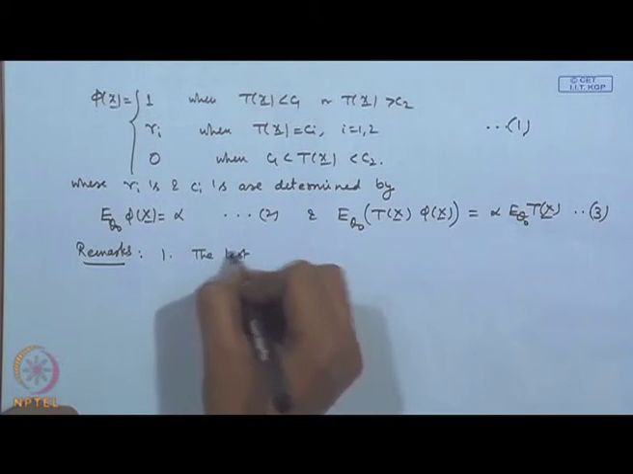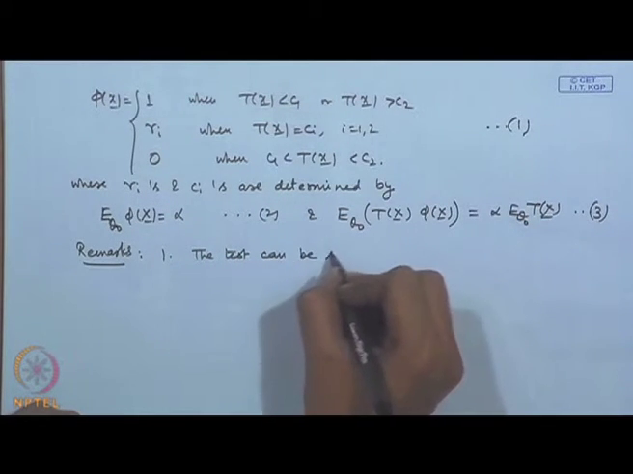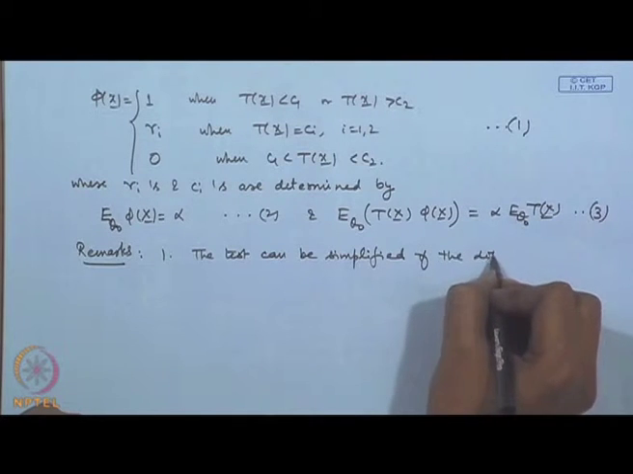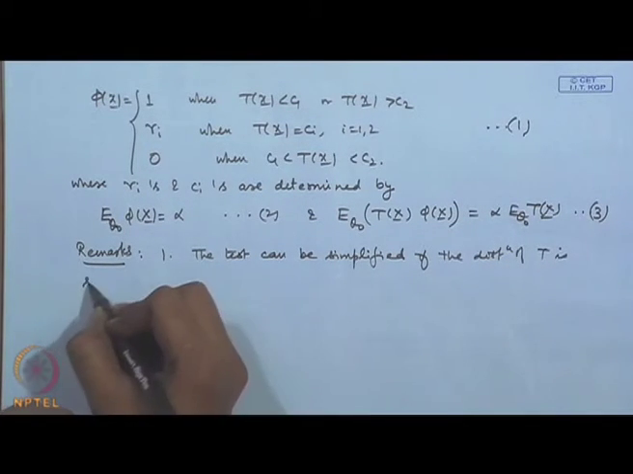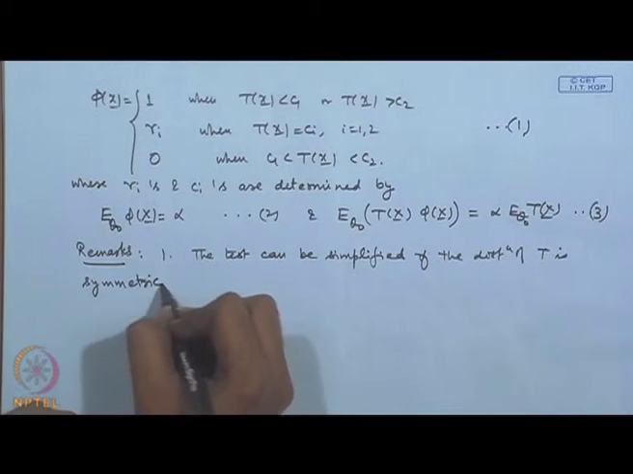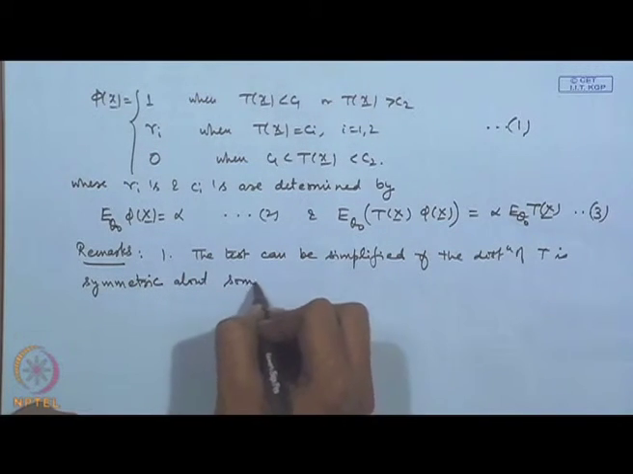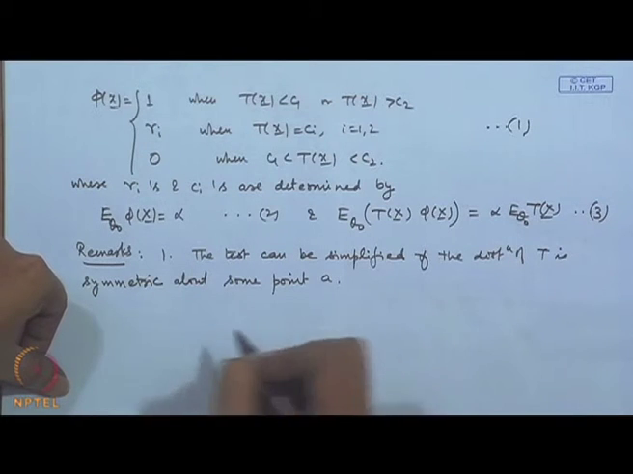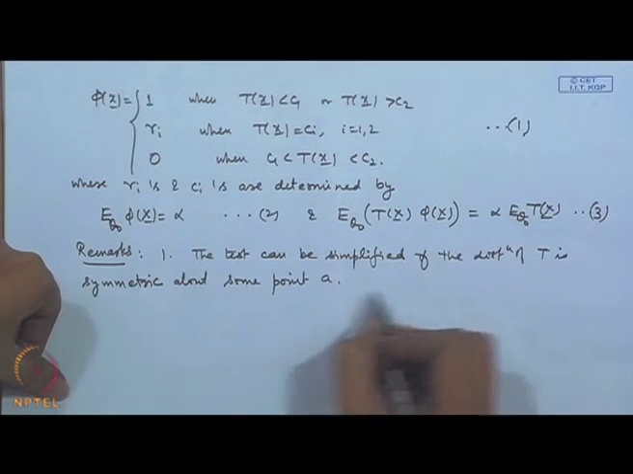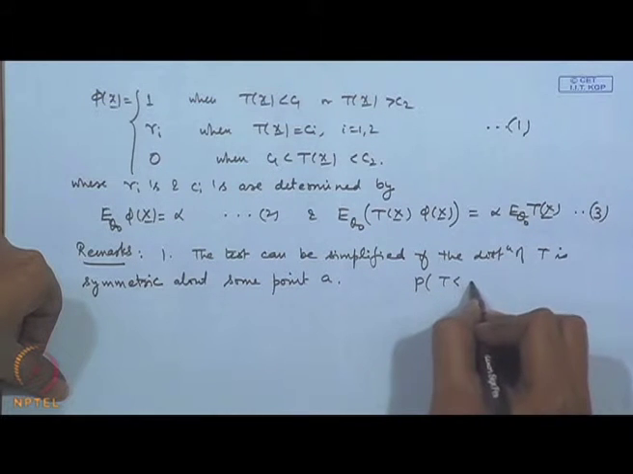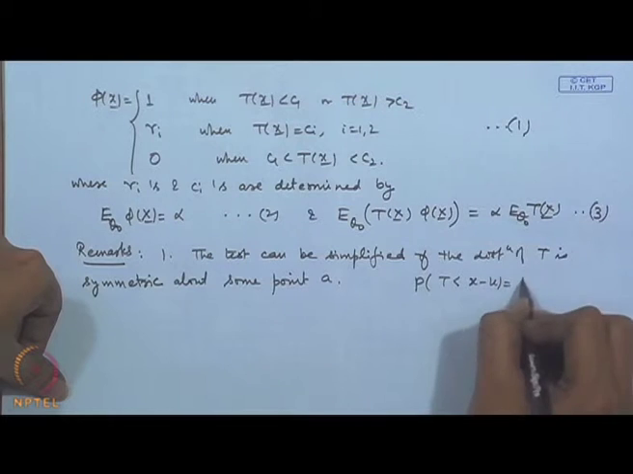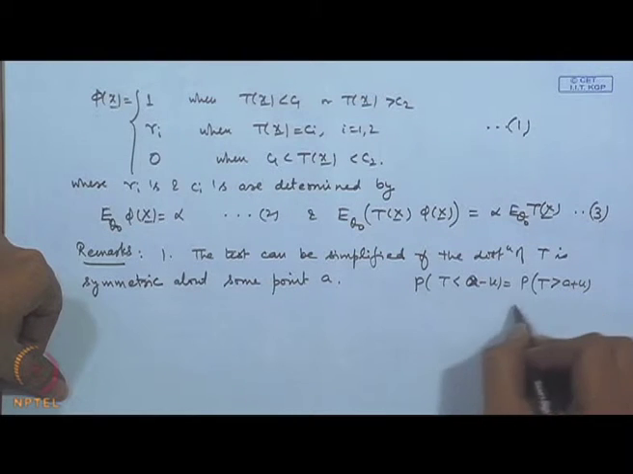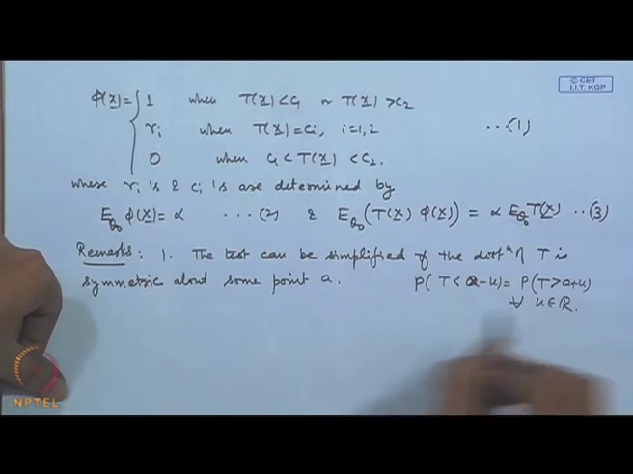The test can be simplified if the distribution of T is symmetrical about some point A. For example, if I say it is symmetric about a point A, then you will have probability of T less than A minus u is equal to probability of T greater than A plus u, for all u on the real line.